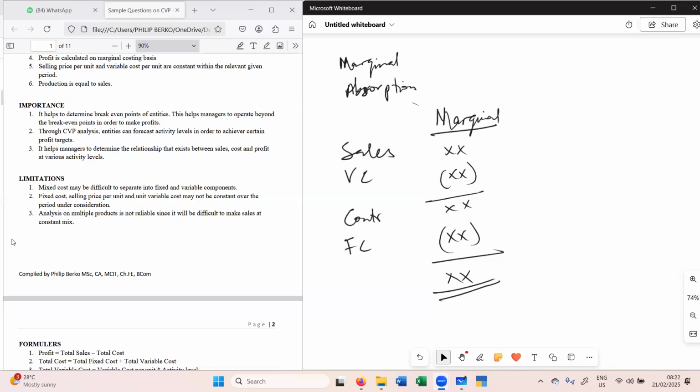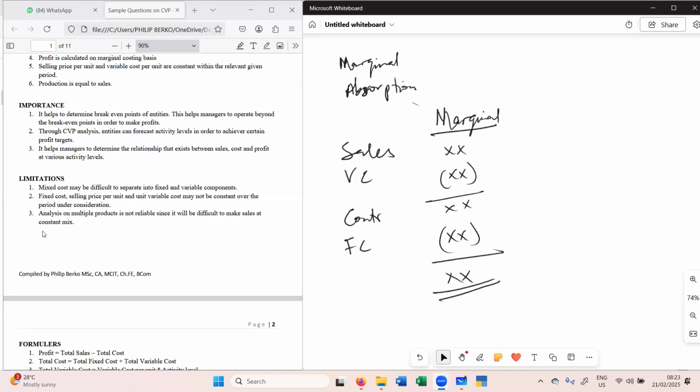One, mixed cost may be difficult to split into fixed and variable components. So that is a limitation. Then fixed cost, selling price per unit, and variable cost, which we are holding constant, may not be constant over a period of time. They can change. So that's also another limitation.